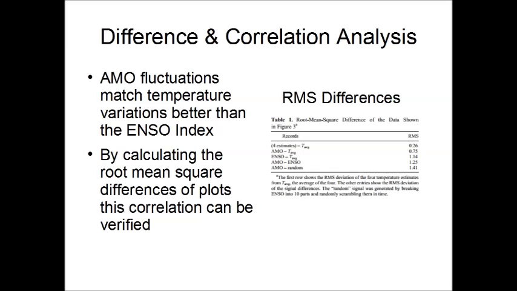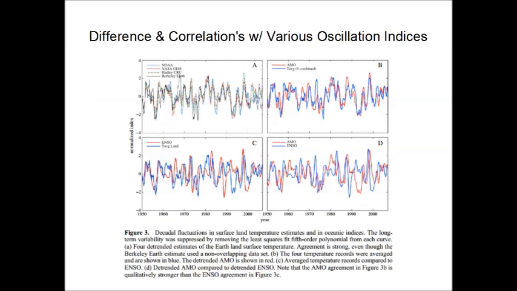The table on the right shows the calculated root mean square differences, and the AMO has the lowest with a root mean square difference of 0.75, compared to the ENSO, which has a root mean square difference of 1.14. The following graphs show the aforementioned relationships.